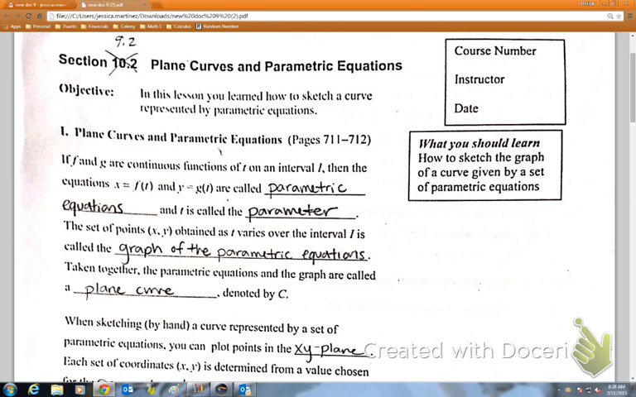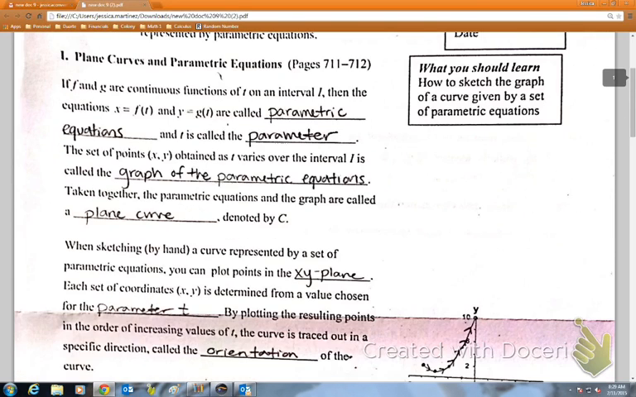So essentially it's defining x as a function of a new variable t and y as a function of t. It says the set of points x comma y obtained as t varies over the interval I is called the graph of the parametric equation. So taken together, the parametric equations and the graph are called a plane curve denoted by C. So we're going to use C to talk about this plane curve. We'll get into some examples in a minute, so you can just copy those down first.